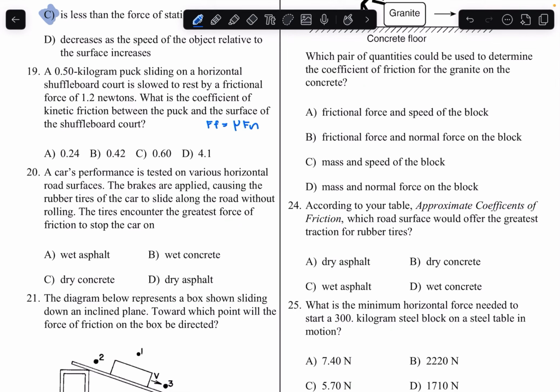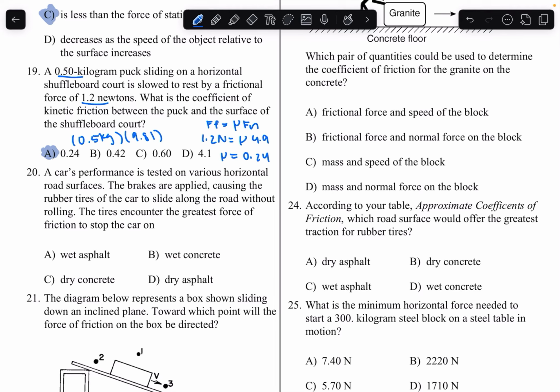Fn. It tells us that the force of friction is 1.2 newtons. That equals mu, and then it tells us 0.5 kilogram puck. So to find Fn, we would just do 0.5 kilograms times 9.81, and we would get 4.9 newtons, and we would solve and get a coefficient of friction of 0.24, which is A.